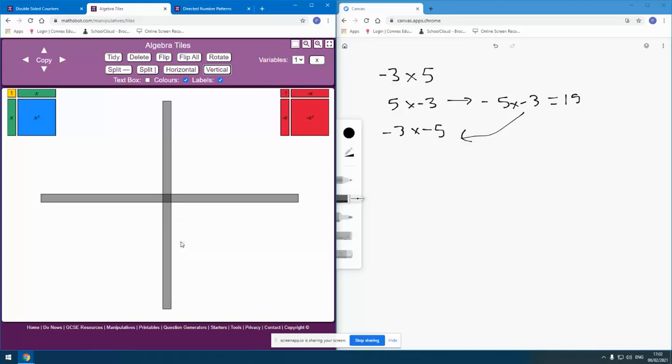Now, what I've done to begin with is set up my horizontal and vertical as an axis, and there are pros and cons to setting it up as an axis, and I've talked about some of those in some of my other videos.